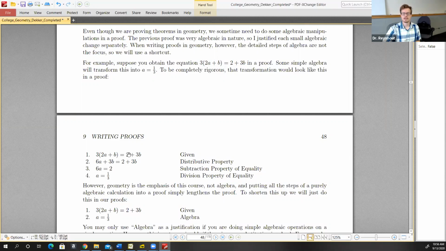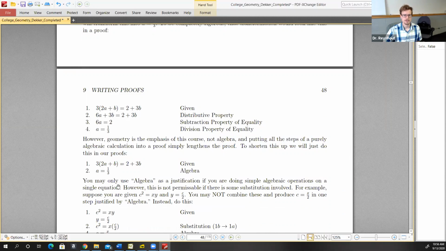So instead of doing all of that in a two-column proof, we'll simply say, if we have this given, then we can do some algebra and find this. Algebra is not the focus of this course. Geometry is. So if for some reason we have to do algebra in our proof, we would simply perform all of the algebra as side work and then say, from this equation, I get this because I did some algebra. Simple as that.